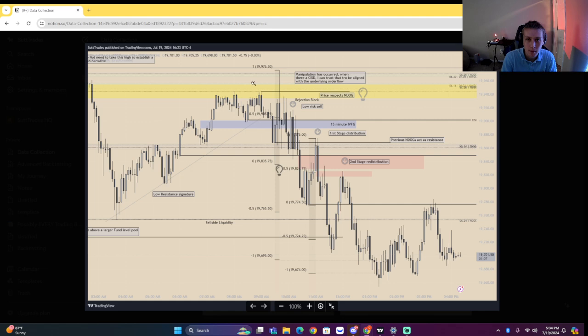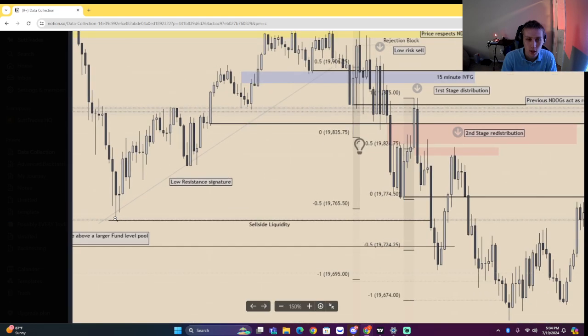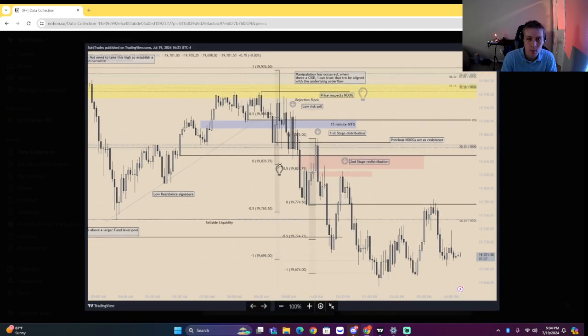So right here, manipulation has occurred. There has been a change in state delivery. I can trust this underlying order flow that we will likely deliver to the sell side objective right here, and then this higher time frame sell side objective here. So if I'm able to get a fraction of this move that is likely going to occur, then I know that over time this will be profitable.